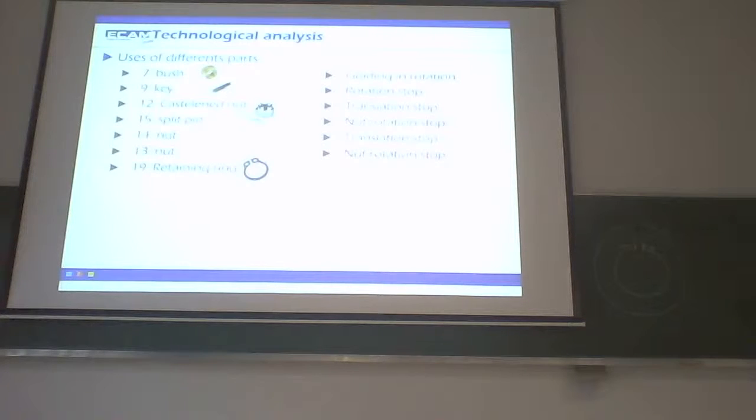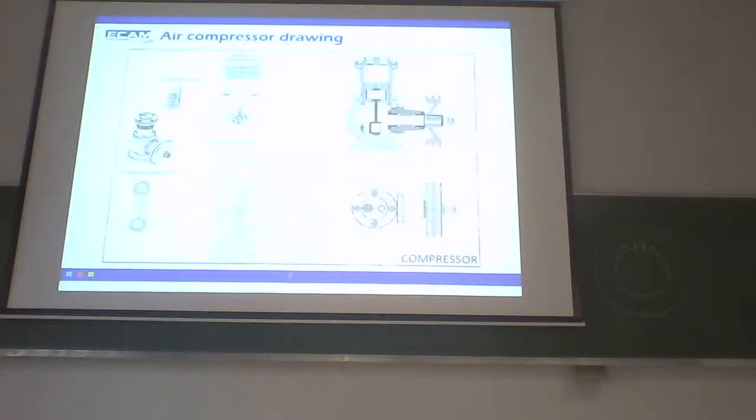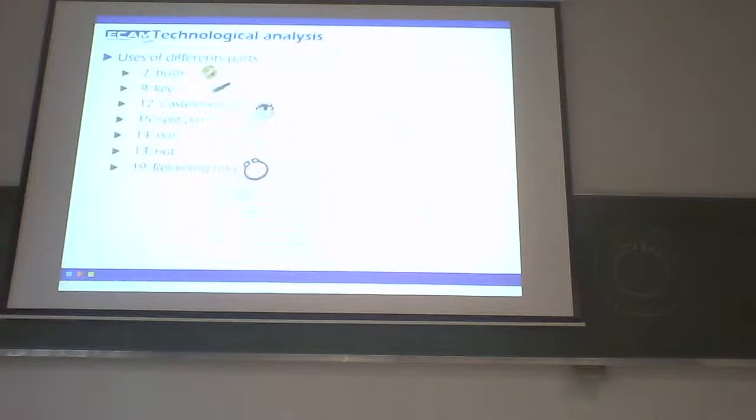Last part, part 19. Okay, it's a rotating ring. It's here inside of the piston. You have 2 internal rotating rings. I will show you here. Okay, 19 is here, so the first rotating ring is here. The second one is here. The use of a rotating ring is always the same, it is a translation stop.